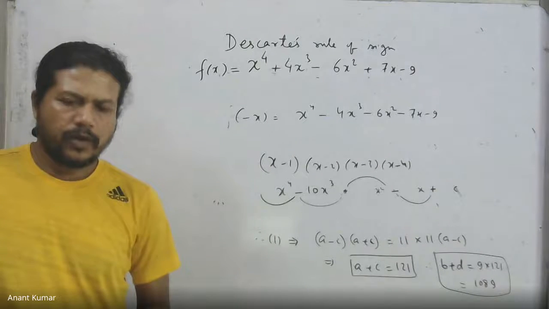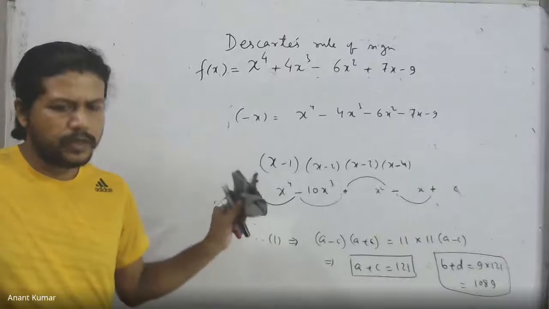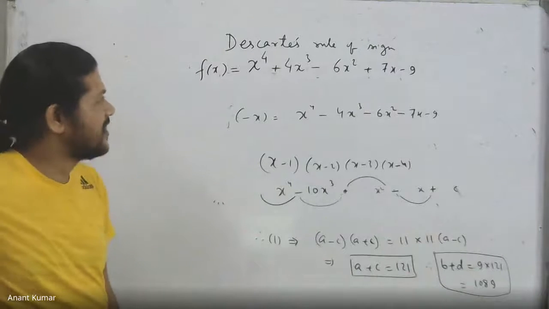No, it will not work actually. This rule can be used to show that there is no real root. It cannot be used to show that there are no imaginary roots. For example, for x to the power 4 plus 1, we can show that there are a maximum of 0 positive roots and a maximum of 0 negative roots, and 0 is not a root.